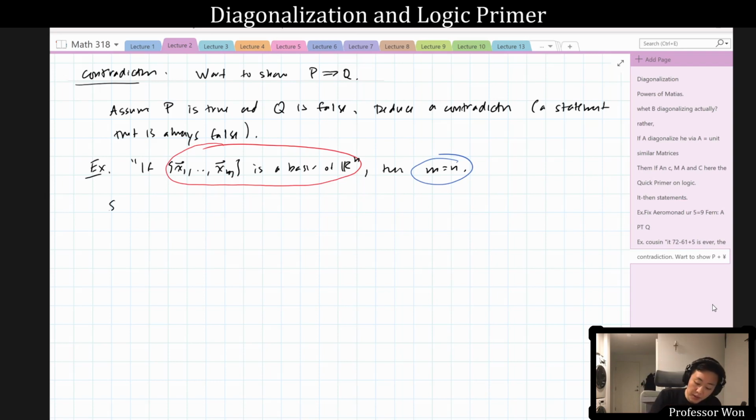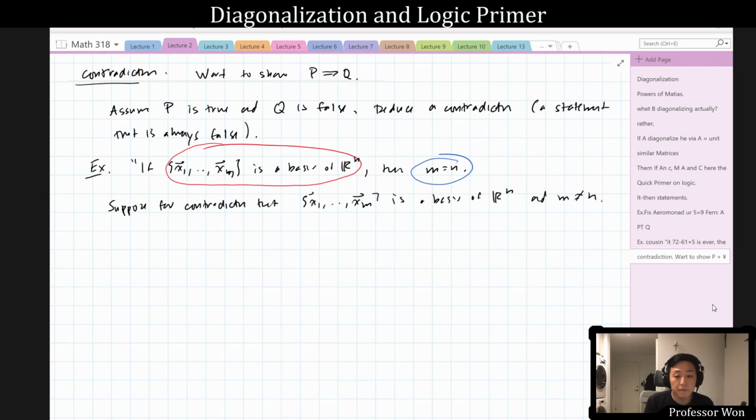Okay, so suppose for contradiction that x1 through xm is a basis, and m is not equal to n. I want to show that something contradictory will happen. Well, this means that either m is greater than n or m is less than n. That's what it means to be not equal. Okay, and there are 2 possibilities.